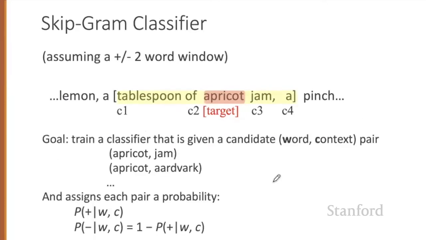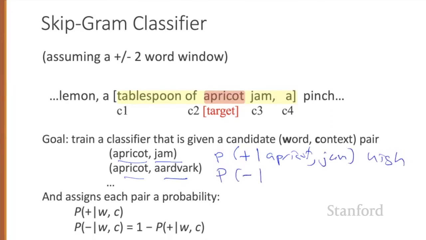Our goal is to train a classifier such that, given a tuple W, C of a target word paired with a candidate context word like apricot and jam, or maybe apricot and aardvark, it'll return the probability that C is a real context word. True for jam, false for aardvark. So we'd like P of plus given apricot, jam to be high, and P of minus given apricot, aardvark to be high. And in fact, the probability that word C is not a real context word for W is just 1 minus the probability that it is a context word.